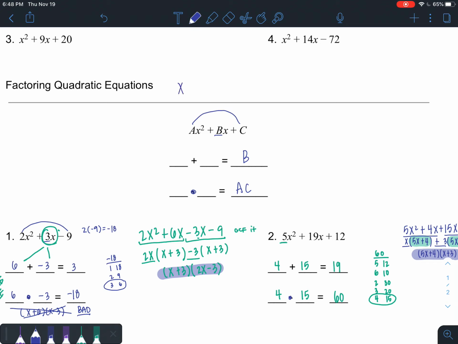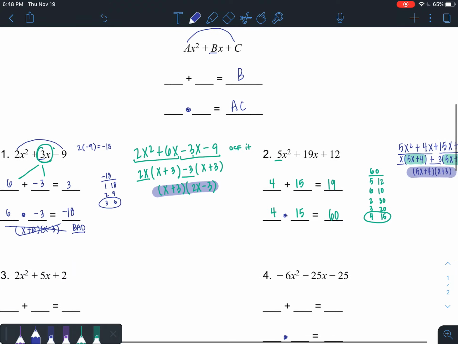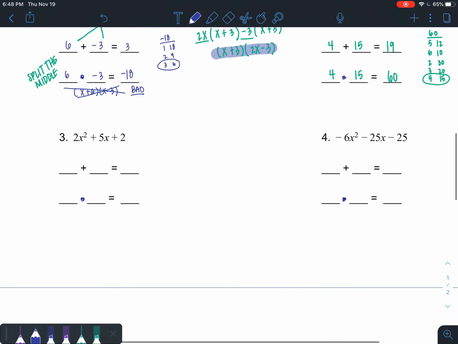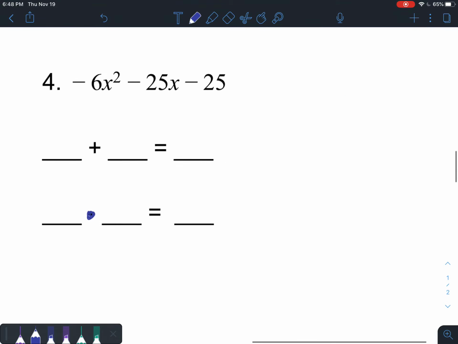I don't know if I mentioned this, but we split the middle when a is greater than 1. Let's do another. I'm going to save this one for you guys, and I'm going to do this one over here. This one here, I've got negatives. I don't like negatives. So I'm going to factor out a negative.